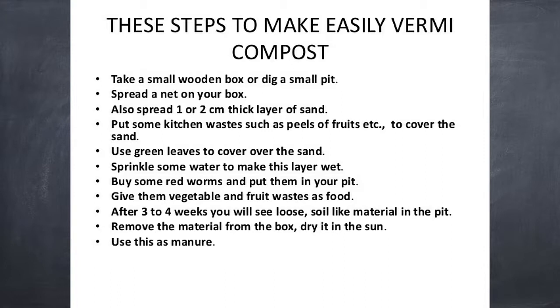These worms will get attracted towards the greenery, and we can sprinkle some water so that that particular layer will become wet, moist. Then when we place these red worms into it, they start decomposing it, as they like these green vegetable covers and all, they eat it. And after 3 to 4 weeks we can observe that the soil gets loosened. Then we can remove that particular material from the box, and we can dry it in the sun. Then it will be utilized as manure.